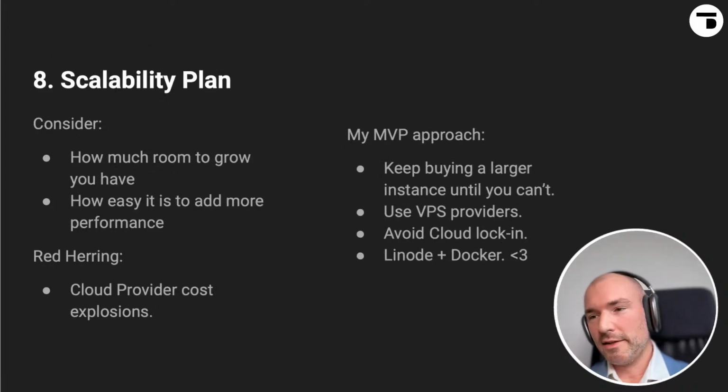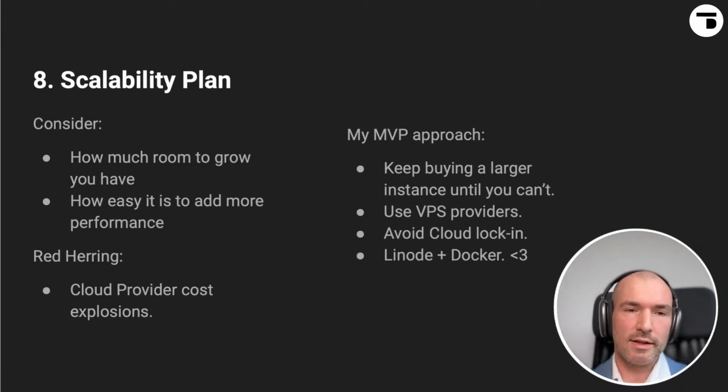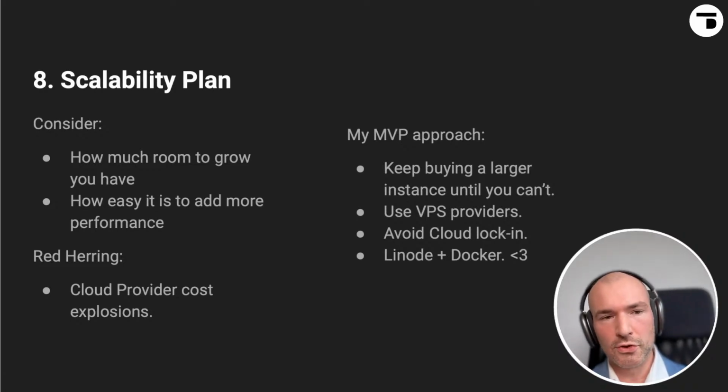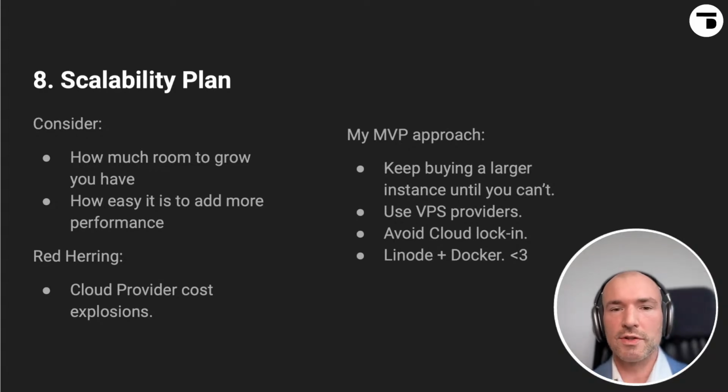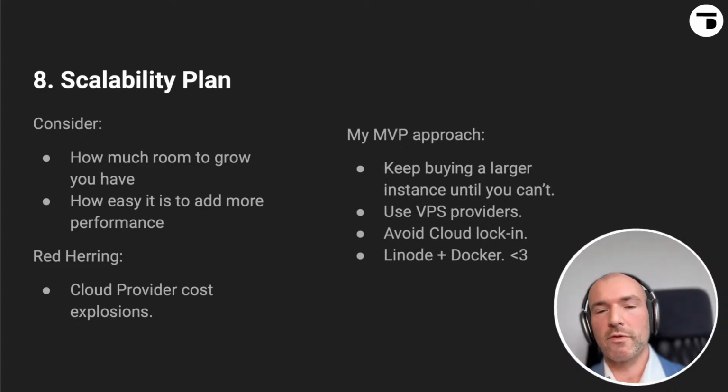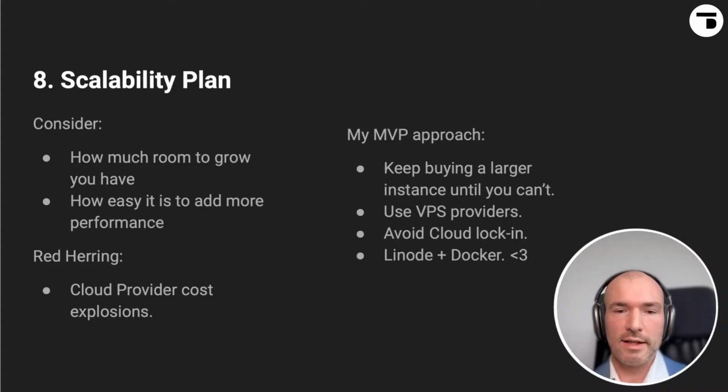Let's talk about scalability. I touched briefly upon it when we were talking about the software architecture, but my approach to scalability is just keep buying. If you're at the cloud provider, just keep buying a larger instance until you can't, and use VPS providers. One of the things I really like is Linode plus Docker, because you can scale your VPS instance quickly, and if you have Docker running on it, it's super easy to deploy. Nothing changes when you add more performance to it.